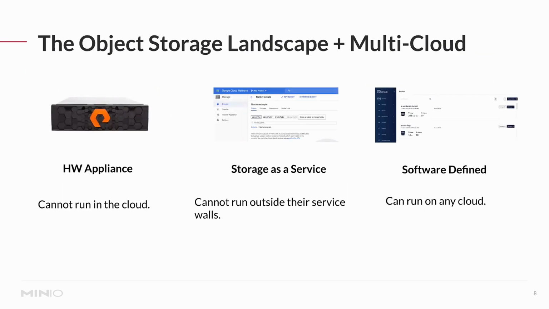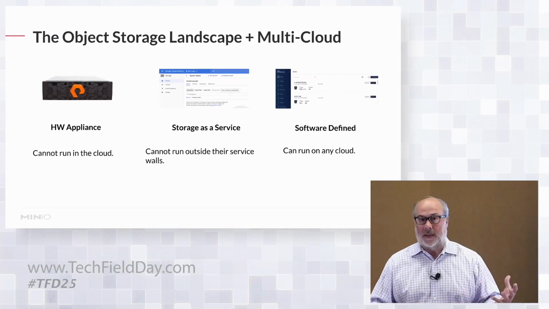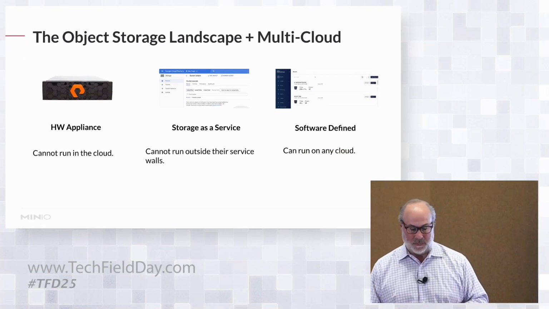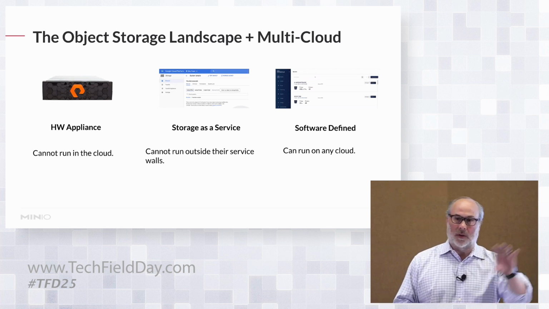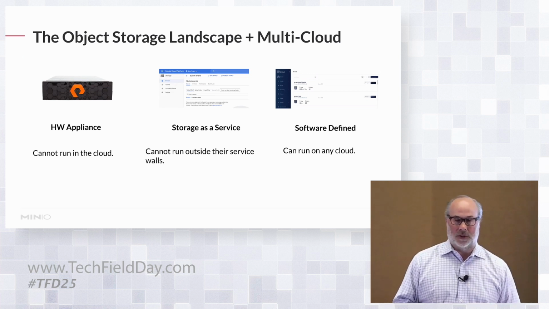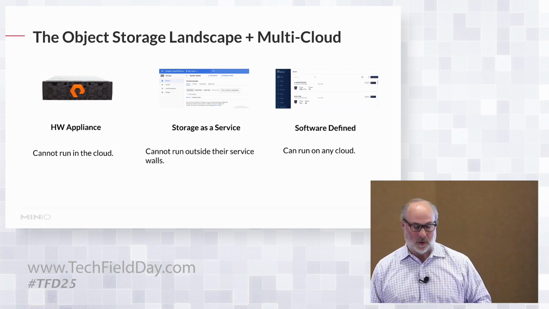The object storage landscape today is relatively balkanized. You have the hardware appliances, which don't have a path forward in the cloud because you can't containerize an appliance. It's something we've spent a lot of time talking about, but it's just a fact. You can't containerize an appliance. You have the storage as a service. We talked about AWS, but AWS doesn't run on Azure. It doesn't run on GCP. It certainly doesn't run on Tanzu and OpenShift.